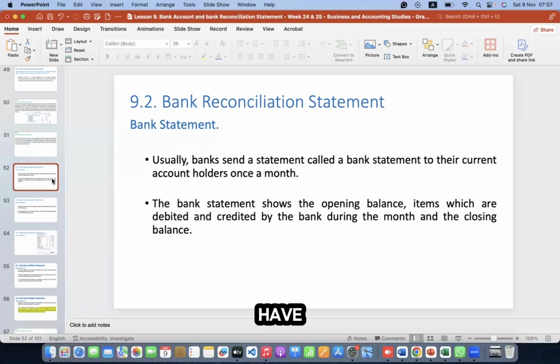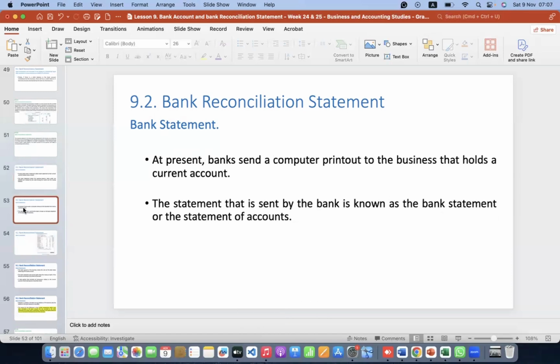In this statement, you have firstly the opening balance, the items that are debited, the items that are credited, and finally the closing balance. As of now, the bank is sending computerized printouts to the businesses. Sometimes for current accounts they may send a hard copy, a paper sheet, whereas sometimes they can send even a soft copy by email. The statement sent by the bank is known as the bank statement or the statement of accounts.